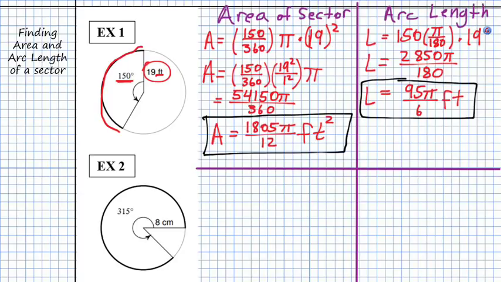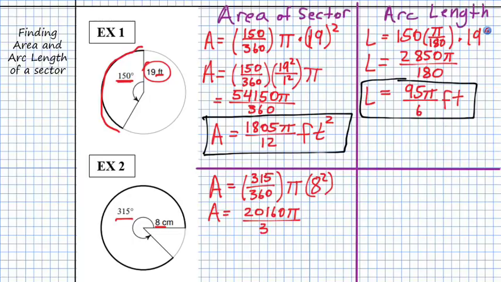All right, so now for number 2, we do the same thing. So we have the area is equal to, we're given our degree and we're given our radius. So we can say 315 over 360 times pi times 8 squared. And so area will be equal to 20160 pi over 360.